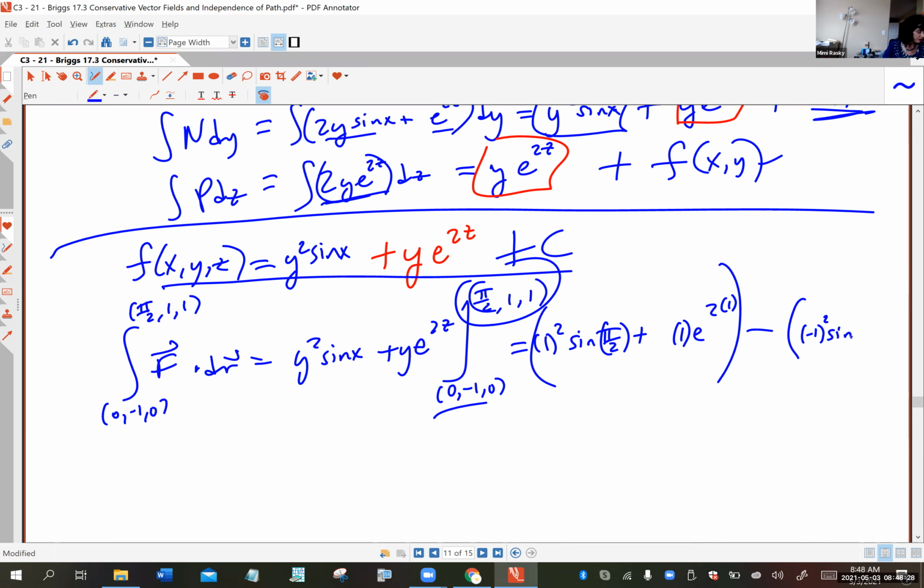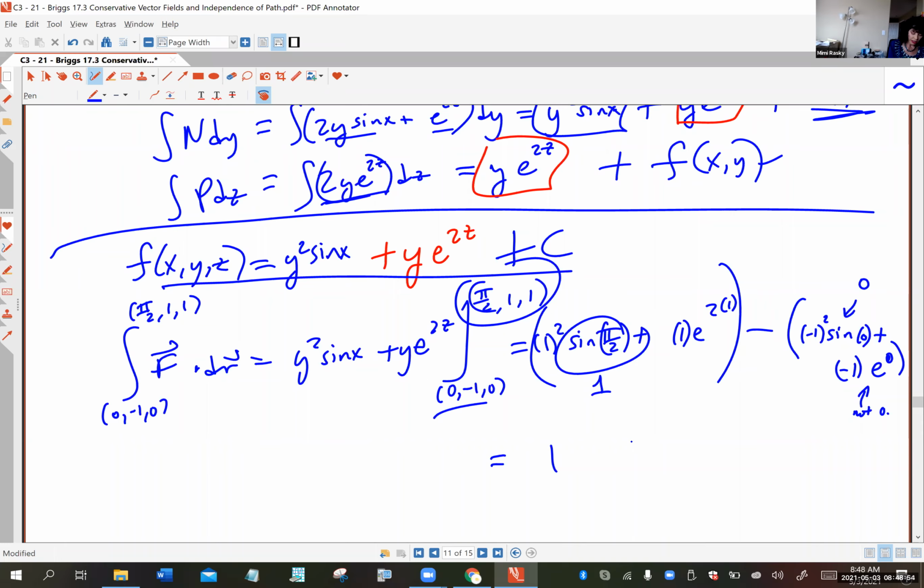x, which is 0. Plus, and then I have y, which is -1, e to the 0. Now this right here is 0, but this is not 0. So be careful because e to the 0 is not 0. So sine of pi halves is a nice number because that's 1.